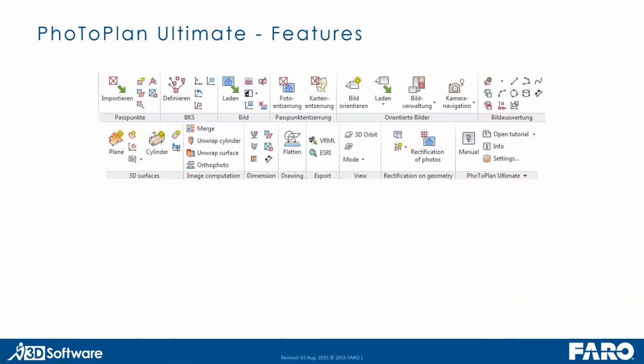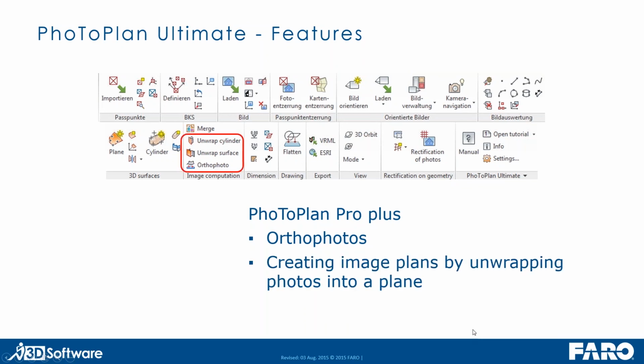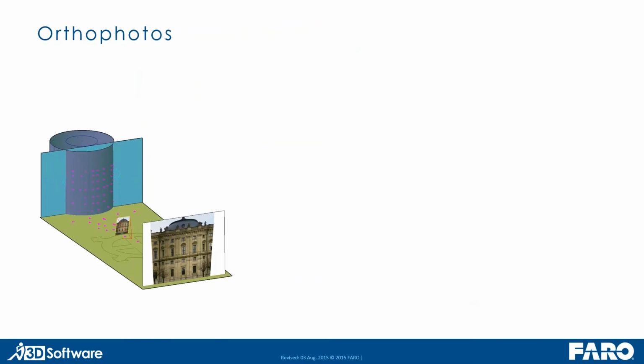Finally, the largest software package of our Photoplan product family is Photoplan Ultimate. This one includes all the features of Photoplan Pro and Basic and the smaller packages, and adds functionality for creation of orthophotos and functionality for creating image plans by unwrapping photographs into a plane. How does that look like?